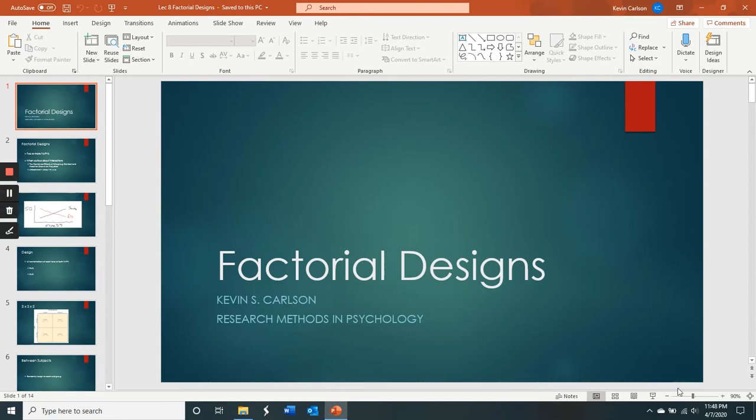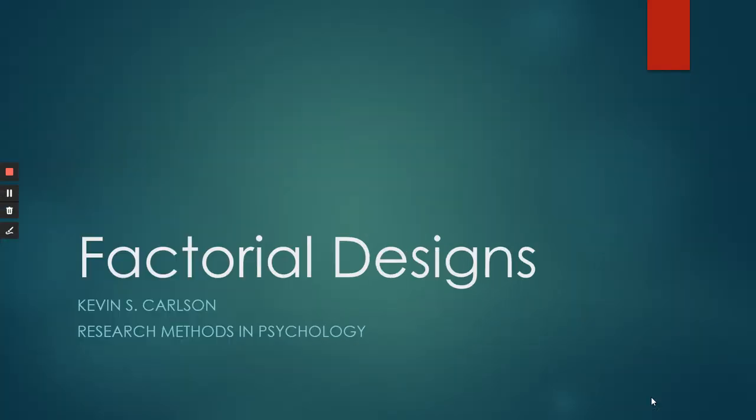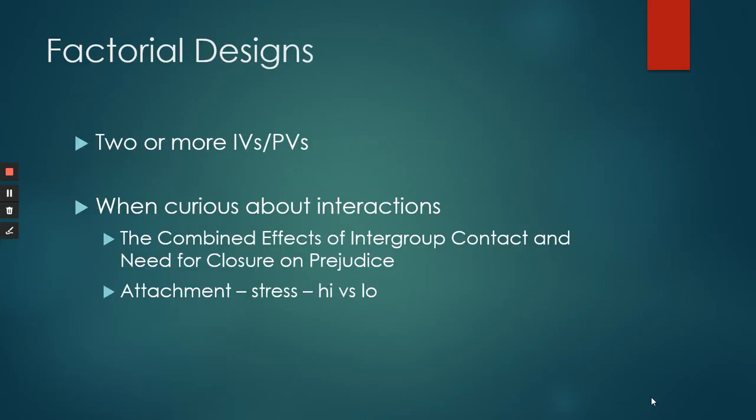Hello everybody, this is a lecture on factorial designs. What's a factor? A factor is an independent or predictor variable. So something that we're curious about the impact on a dependent variable. So a factor is an IV or a PV.